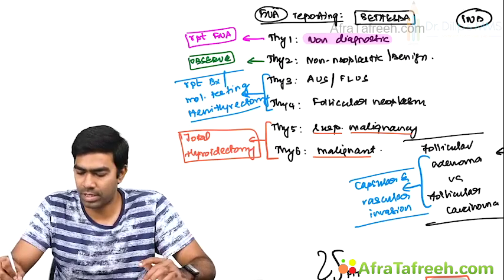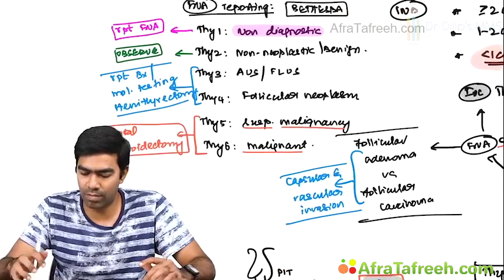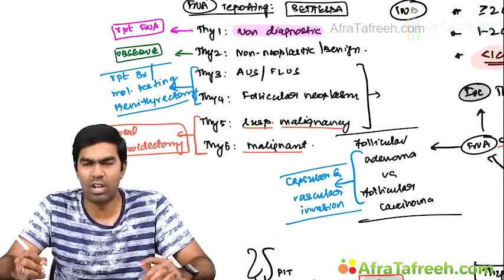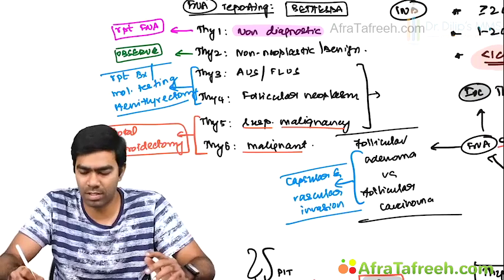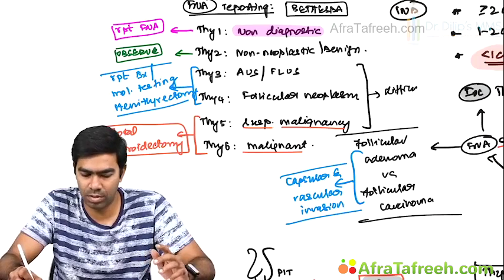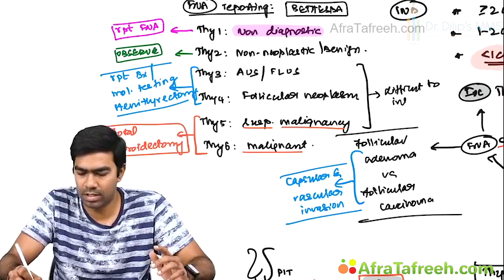Remember, Thy3, 4 and 5 are difficult to interpret through FNAC, which means they are difficult lesions to interpret. They are not easy to interpret, they are very difficult to interpret by FNA. So that's why you make different efforts for Thy3, 4 and 5 lesions.